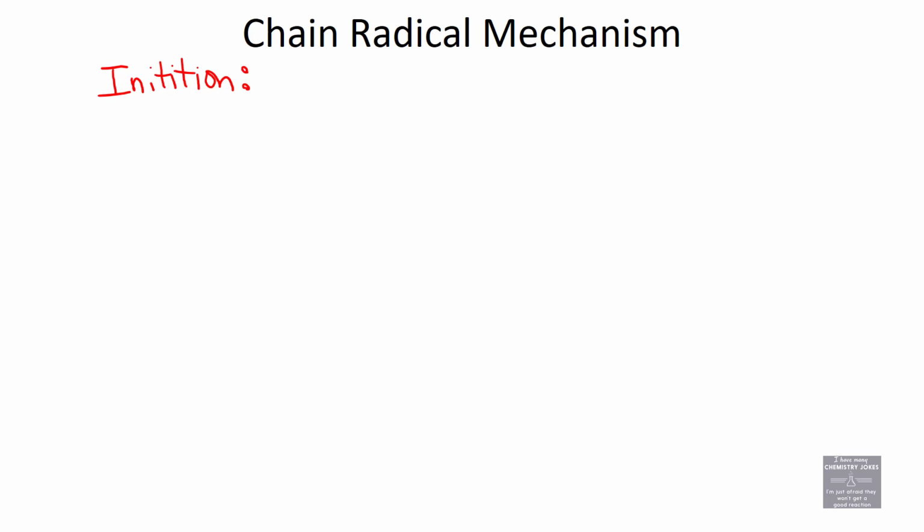Oh, I'm bad at writing and spelling. Initiation. There are three main steps in a chain radical mechanism, and they are listed by name. Initiation, propagation, and termination.